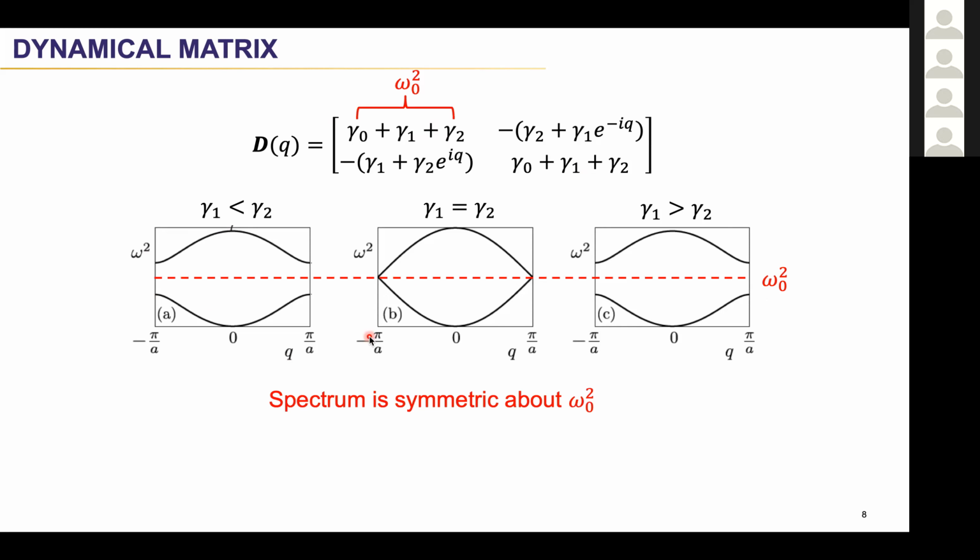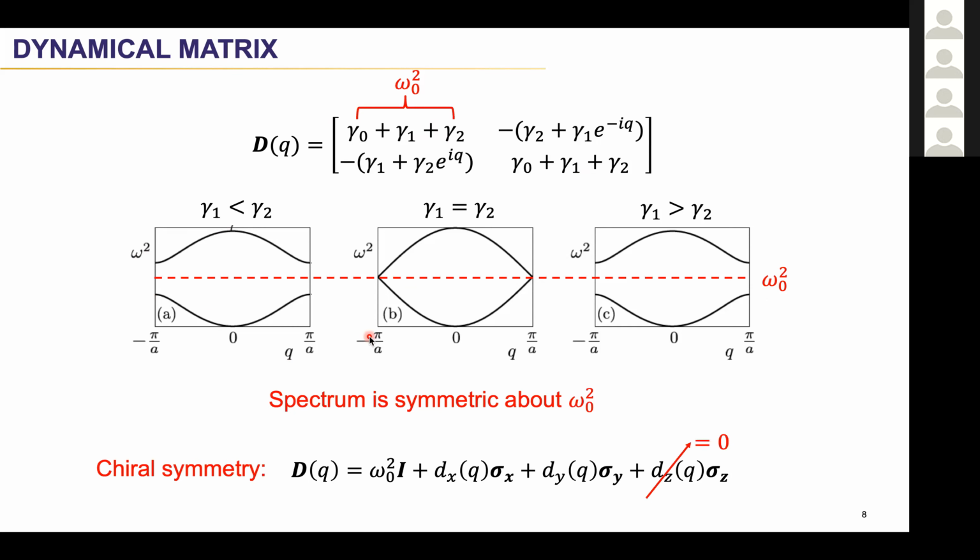So in other words, the dynamical matrix is called chirally symmetric. One way to justify that it's chirally symmetric is by writing it in standard Pauli notation, where these sigma matrices are Pauli matrices. Due to this symmetry of the dynamical matrix, vector D, which has generally three components X, Y, Z, has its Z component equal to 0. So vector D only lies in the XY plane.